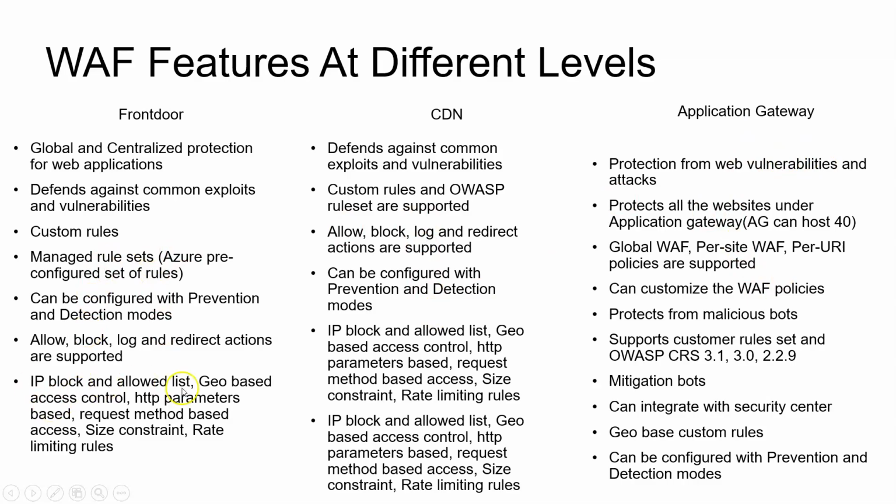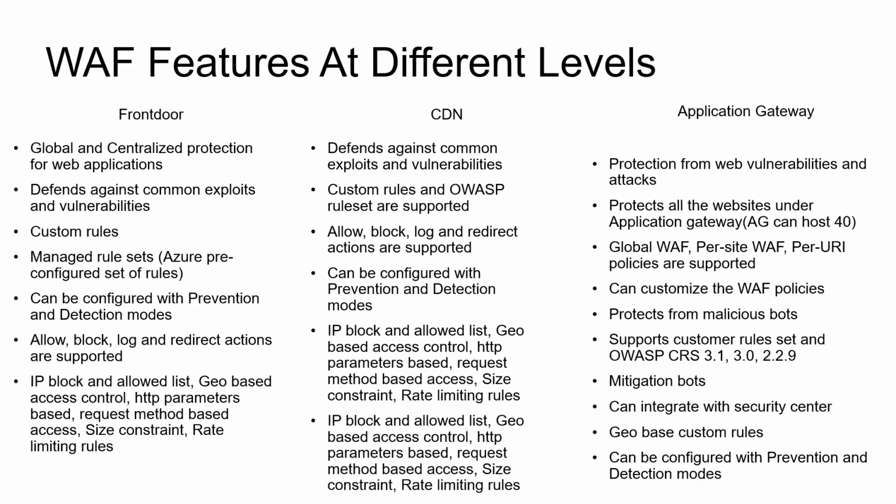IP block and allow list, geo-based access control. So these are the various things you can set up, like you can block IPs or you can allow certain IPs. You can allow certain countries or you can just block certain countries. You can also filter the request based on the HTTP parameters. Only certain parameters have to be allowed. Certain parameters shouldn't be allowed. All those things also can be filtered through your rules.